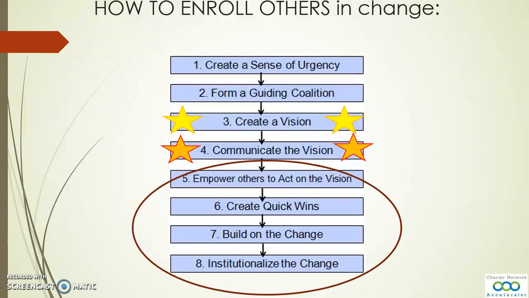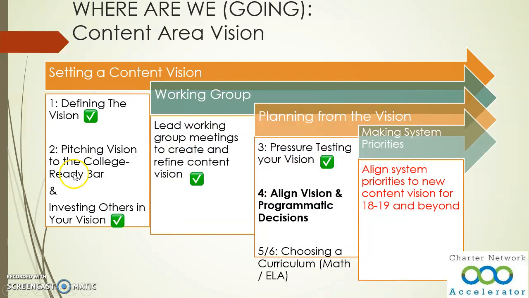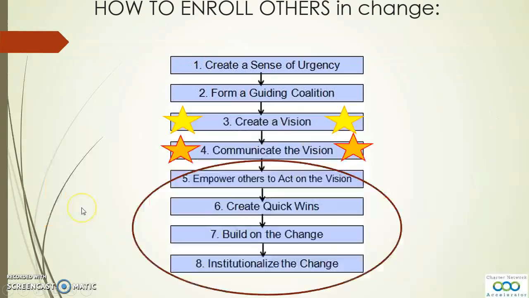In the early sessions, like I just referenced, defining the vision and investing others, you're really working in these first couple of buckets of Kotter's change management strategy. You're developing urgency around why it is that you need this vision. And together with a guiding coalition or your small group, you were putting together a vision for what you wanted to see happen in that content area.